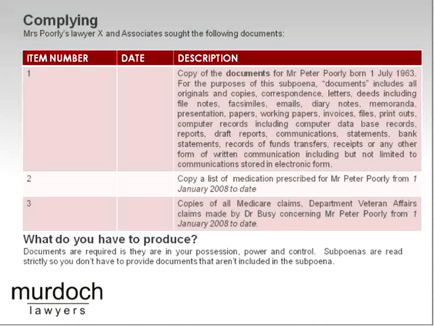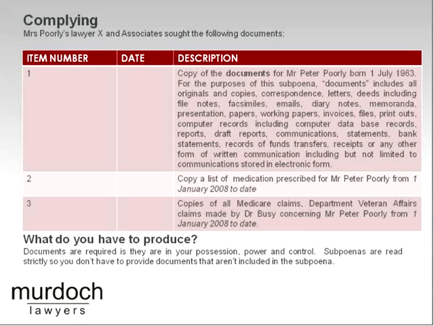So what is it that you actually have to produce? And this is really a key concept. If you remember nothing else, just try and remember these 3 words. You have to produce documents that are in your possession, power and control. So possession is pretty obvious. That's a document that you have, that you hold. But power and control means a document that you could get.